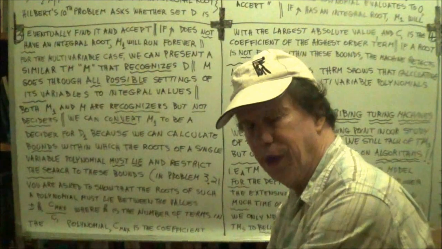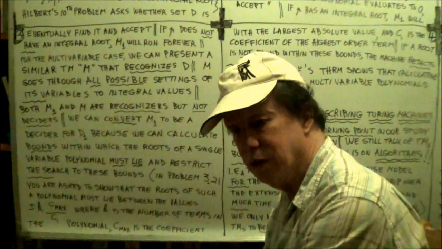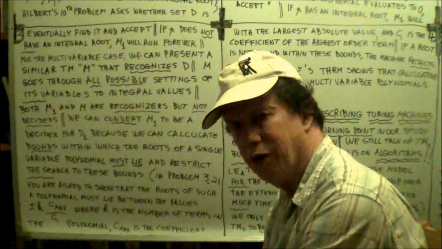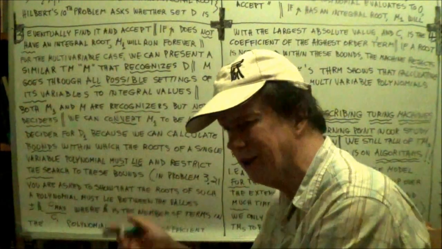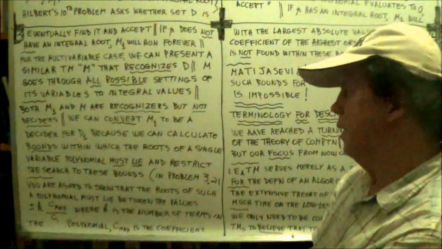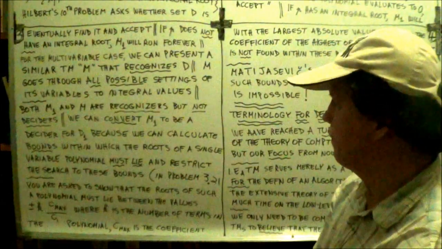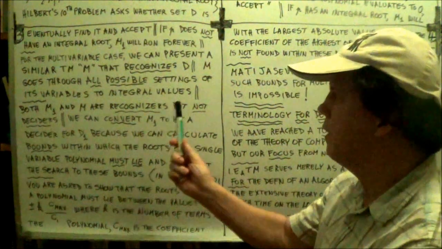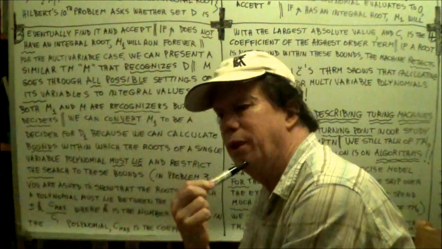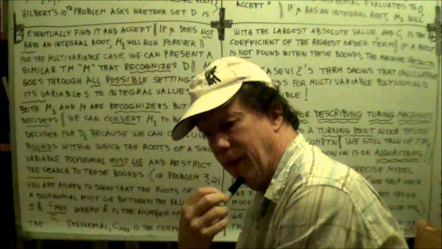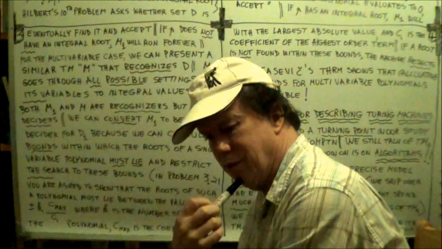A recognizer can loop. A decider cannot loop. Loop just means go on forever. It just doesn't stop. Just keeps calculating. All right. Okay. Now it is talking about the distinction between deciders and recognizers.